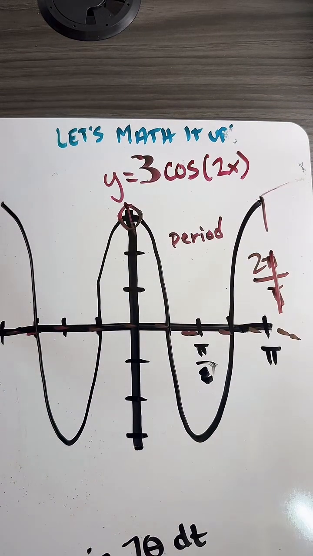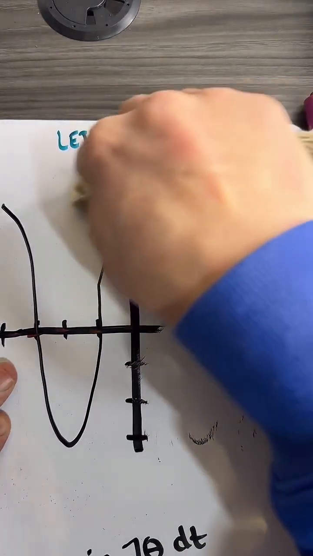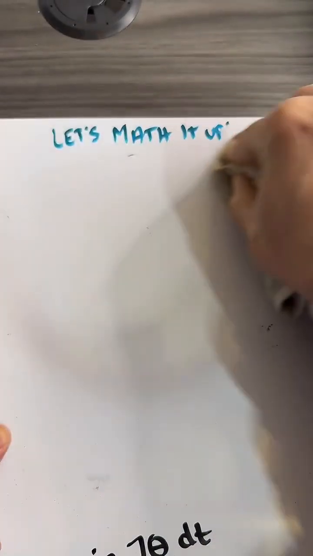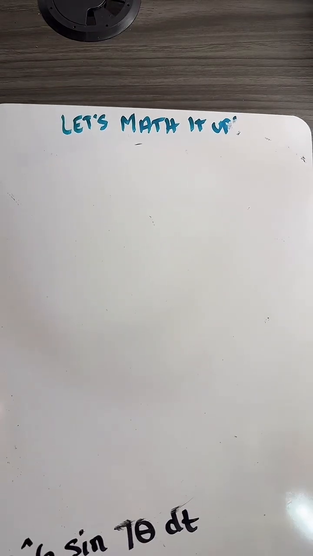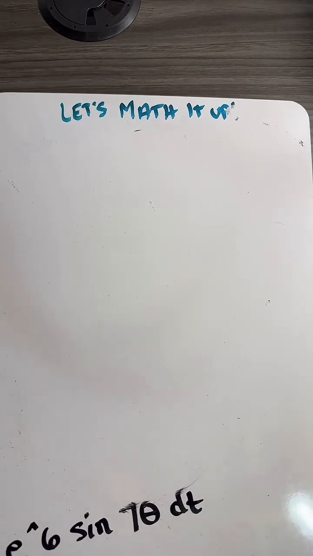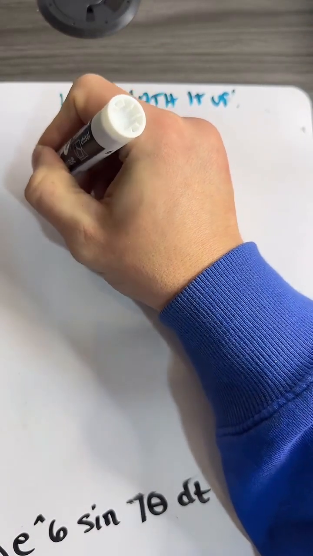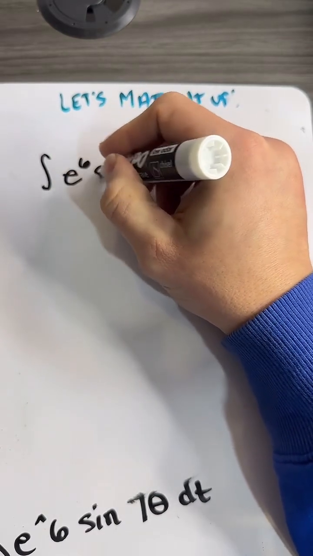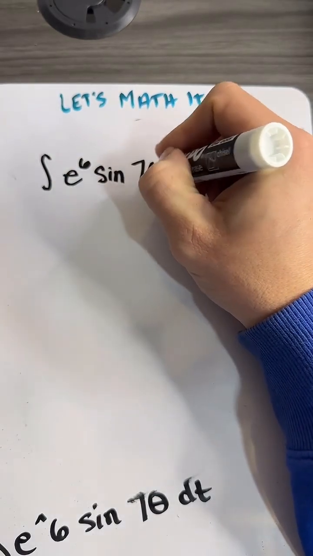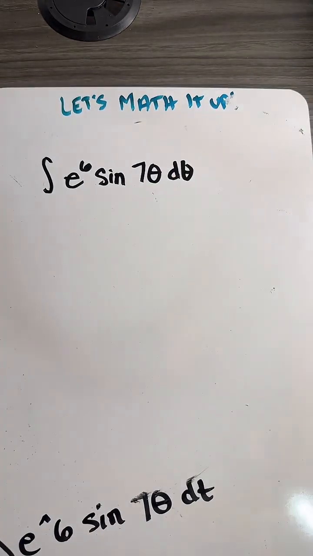All right. Let's take a look at this integration problem. All right. So I'm a high school math teacher who does teach Calc 2, although probably for sure the hardest subject to teach. All right. So we've got the integral. Yep. E to the 6 sine 7 theta d theta. All right.